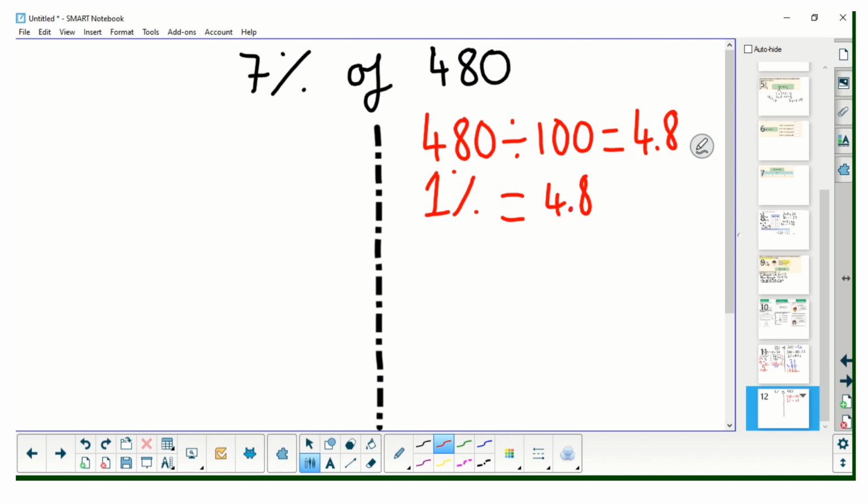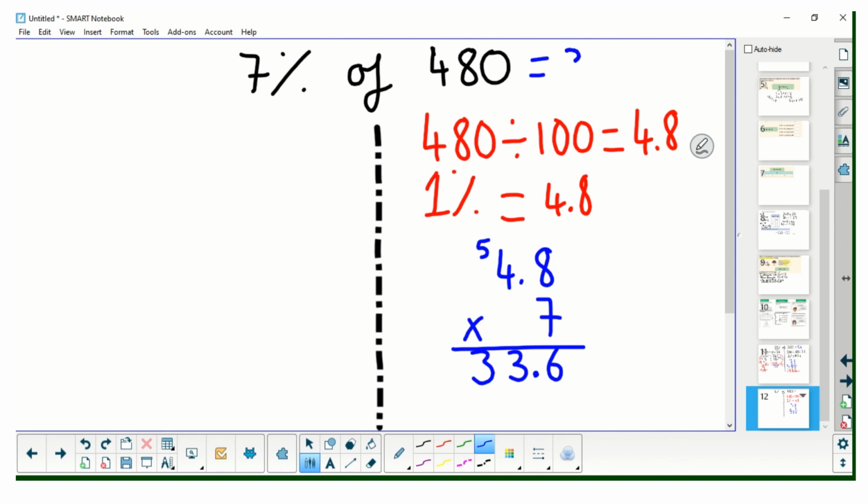So 1% is 4.8. I am going to take my 1% and multiply it by 7 because that will give me 7%. 7 times 8 is 56. 7 times 4 is 28. We add 5 onto that, 33. Now, what do I need to remember at the end, because I've multiplied by a decimal? I need to remember to add it in. So it should be 33.6.